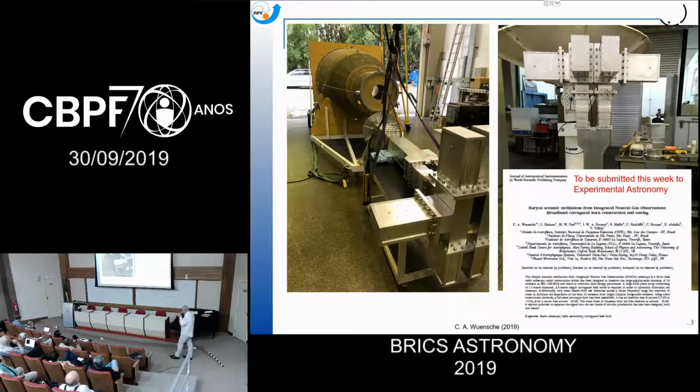And we are trying to finish this week the paper submission on the horn construction and horn testing. To the best of our knowledge, that's the largest radio astronomy corrugated horn ever built. There are some horns larger than this one, which are not corrugated, but the one with the grooves, the corrugation, is the largest that I've seen in the literature.